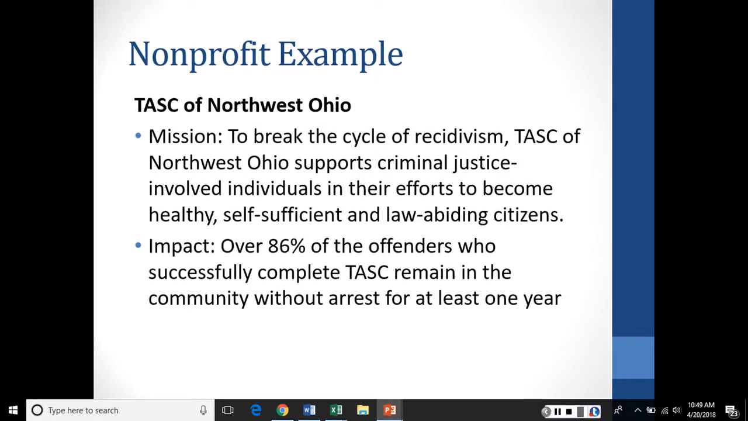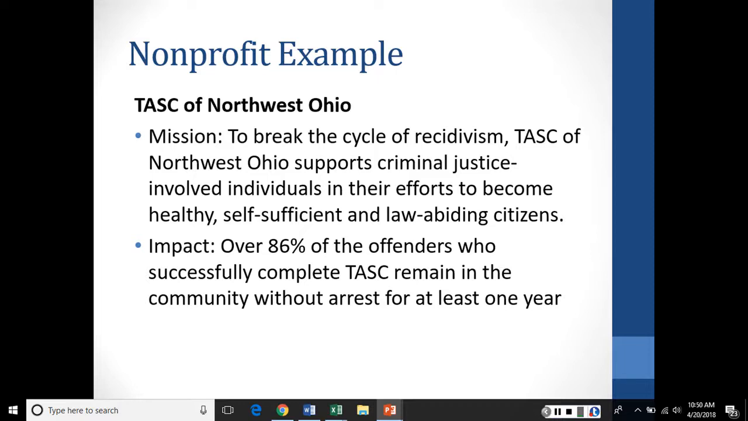Here's another example from Toledo. Task of Northwest Ohio, their mission is to break the cycle of recidivism by helping individuals become healthy, self-sufficient, law-abiding citizens. To break the cycle of recidivism is very quantifiable. So they were able to say that over 86% of offenders who completed their services remained in the community without arrest for at least 1 year.